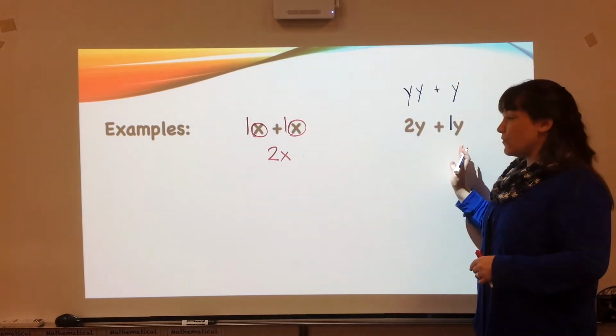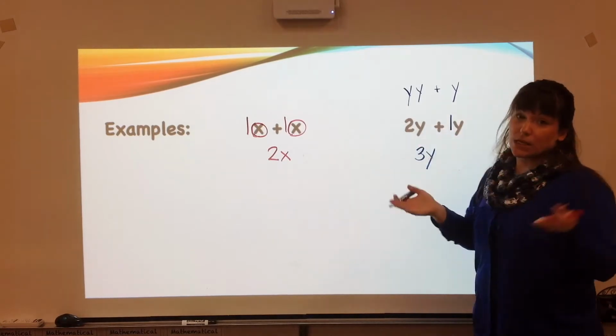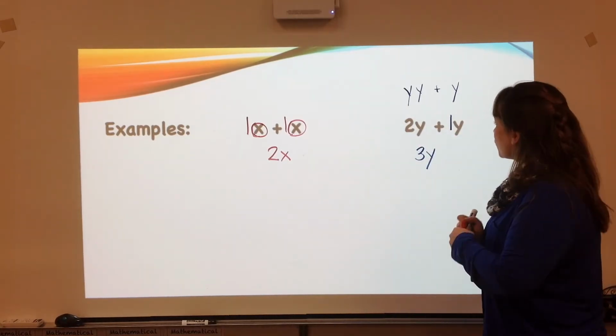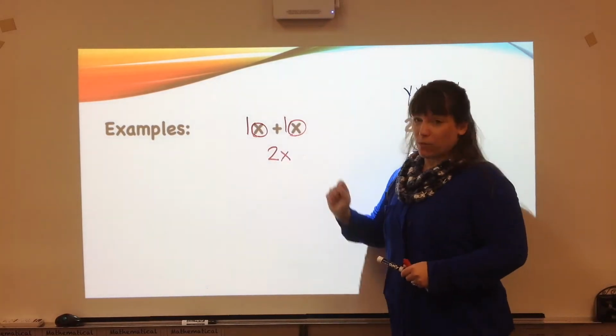So if we add the coefficients, we get 3y as our answer, and we see that there are actually 3 y's up there too. So now instead of 2 terms, we have 1.